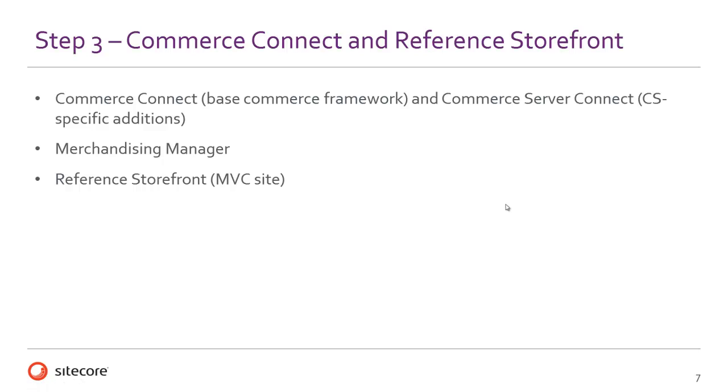Okay, so for our next step, we're going to start installing the components which are necessary to bring through that unified solution. So we're going to start bringing that Sitecore installation and that Commerce Server installation together. So first off, we're going to install Commerce Connect, which is that base e-commerce framework. And then we're going to install the bits on top of that that are specific to Commerce Server. And then lastly, we're going to install the merchandising manager and the reference storefront. So once we get that solution starting to tie together, then we'll install that example implementation, and then we'll finish that up, and that'll lead us towards the end of this install.